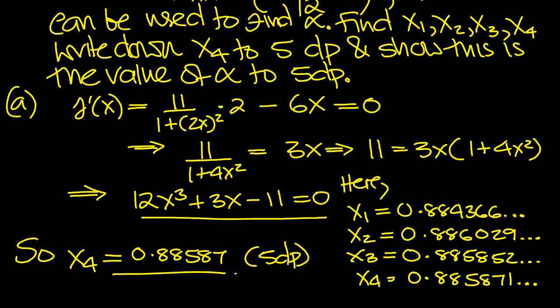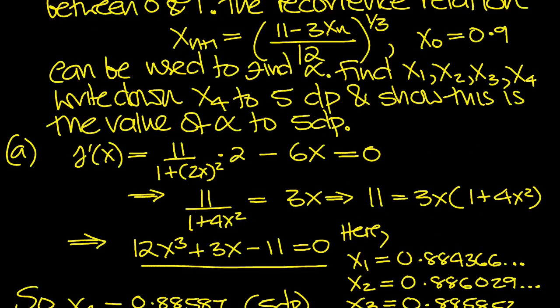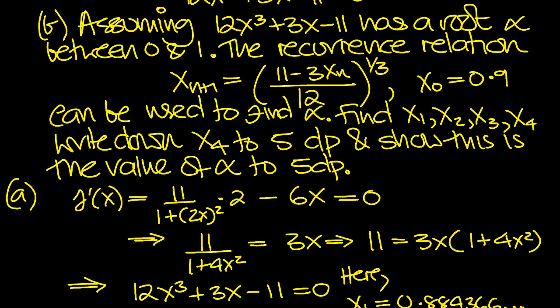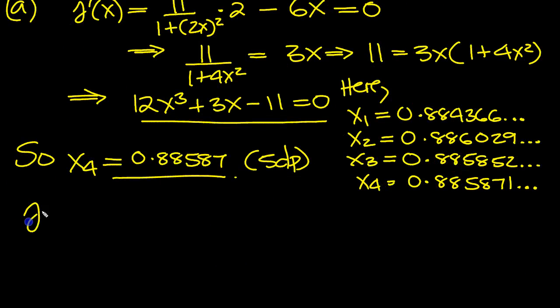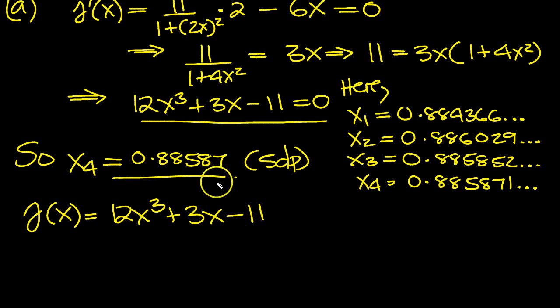And show that this is the value of alpha to 5dp. So what we need to do then, we'll get back to the f of x, the root: f of x is equal to 12x cubed plus 3x minus 11. So to prove this is the root alpha to 5dp, let's look at either side of this value to see if this changes sign. So let's look at 0.885875.